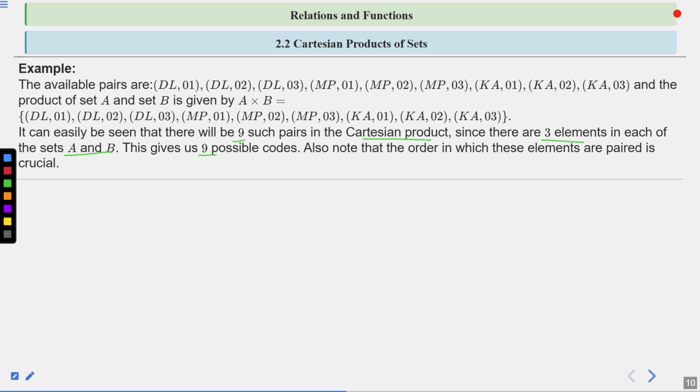Yes? So you can have a general idea: if you have some m elements in set A and n elements in set B, then the number of ordered pairs in the Cartesian product is going to be simply m times n. Simple. Why? Because you have to pair each element in set A with each element in set B. Clear?